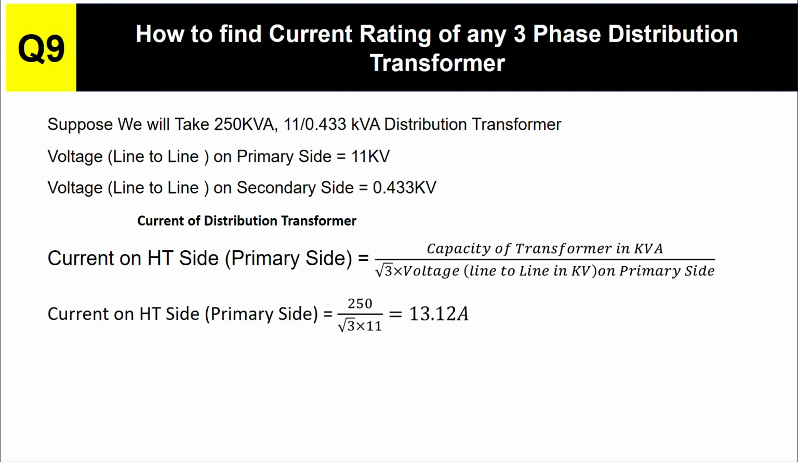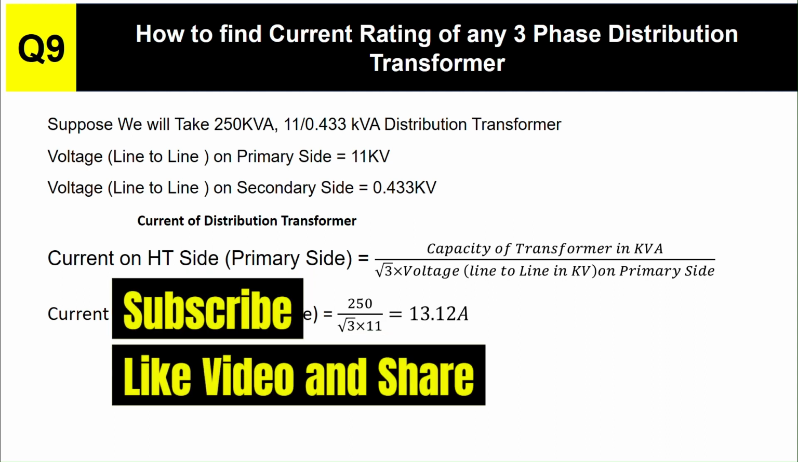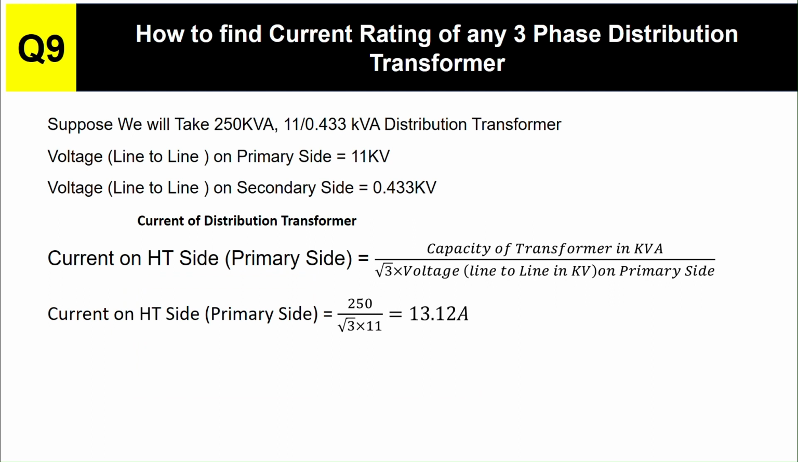Suppose for the current on the HT side, we have a transformer of 250 kVA. So the capacity of the transformer is 250 kVA divided by root 3 into the line to line voltage on the primary side, that is the HT side, which is 11. So it becomes 13.12 amperes, the same as what we showed you in the previous slide.